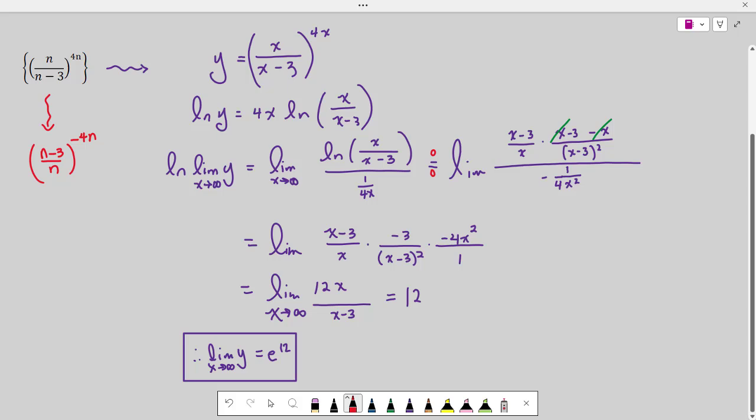And then we can separate this into (1 minus 3 over n) to the negative 4n. And then that limit, as n goes to infinity, is e to the coefficient of the exponent multiplied by that, right there. So that's e to the 12. So that's how you can check your work super easily.